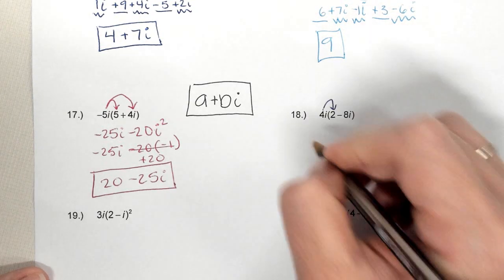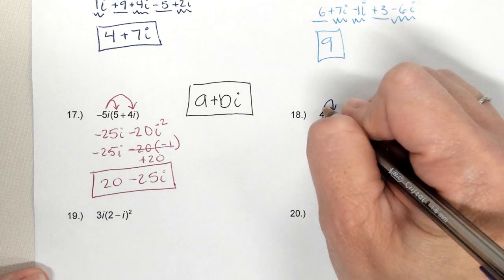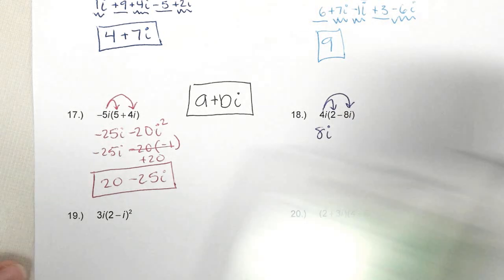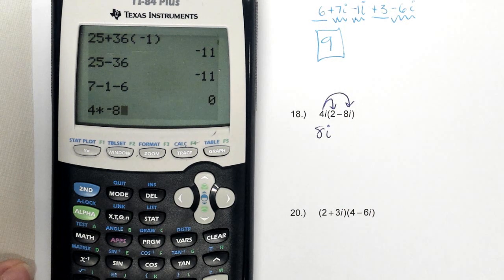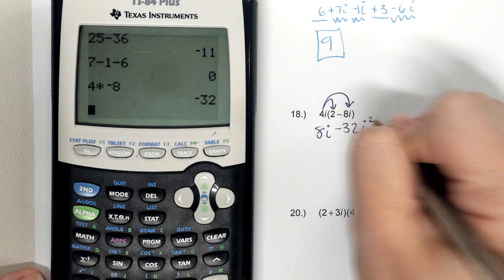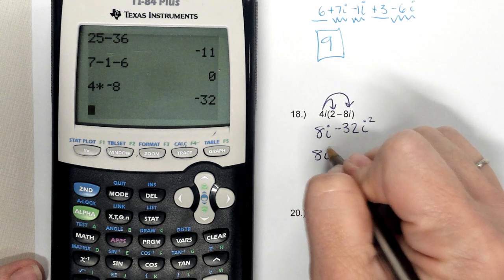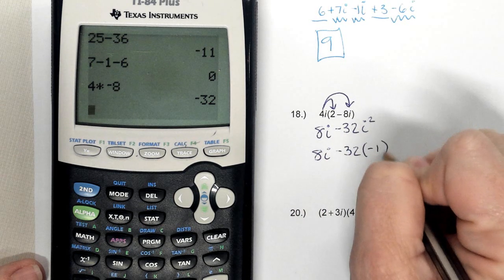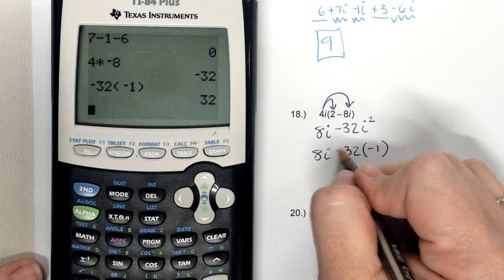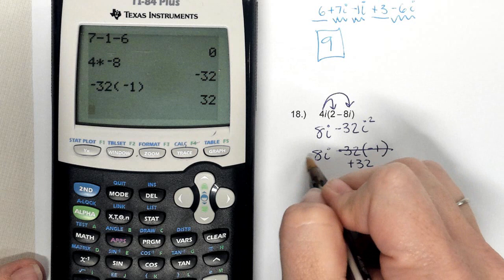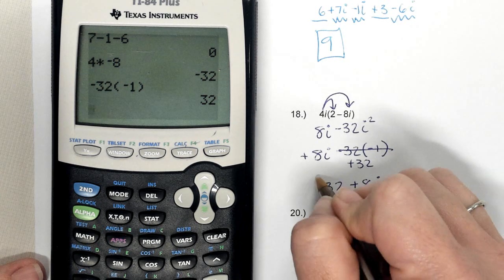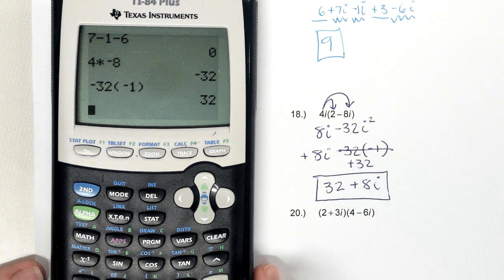4i times 2 is 8i. 4i times -8i, well, 4 times -8 is -32. Yes? And then i times i is i squared. So again, 8i minus 32 times -1. Well, -32 times -1 is positive 32, so this becomes plus 32. And this is a positive 8i, so 32 plus 8i, because we have to put it in proper format.